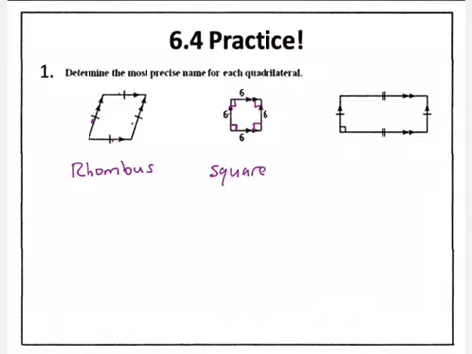And then here we've got properties of a parallelogram. We don't have all 4 sides congruent, we just have opposite sides congruent, but we do have the presence of the right angles. So the best we're going to do here is a rectangle.